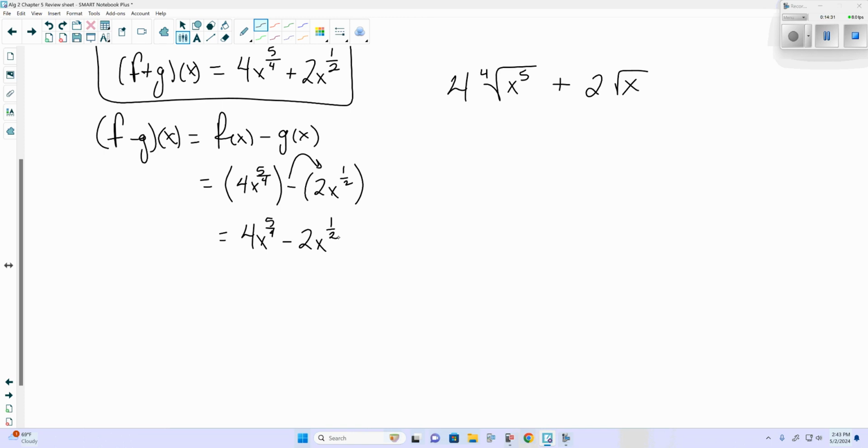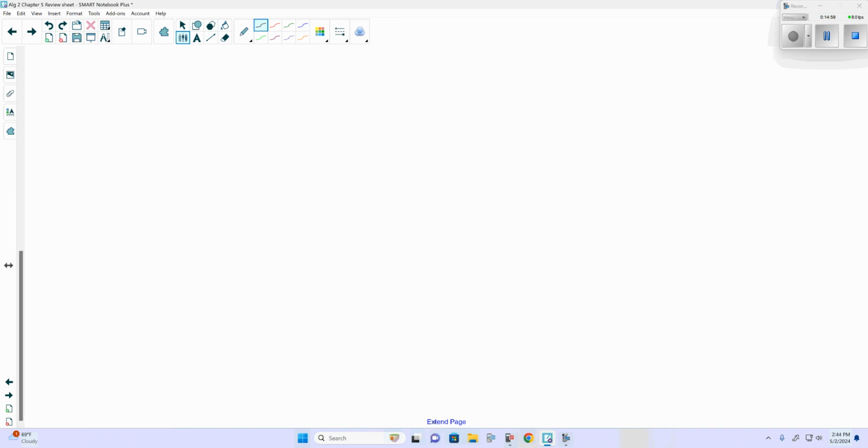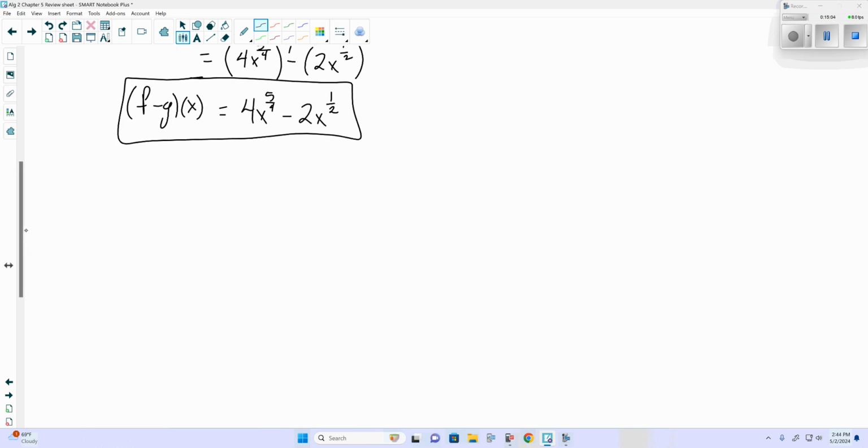Okay, now we need to combine like terms. Yes? Well, yes. And what are our like terms? Well, there aren't any. If there wasn't any for addition, there's not going to be any for subtraction. So f minus g of x is 4x to the 5/4 minus 2x to the 1/2. Addition and subtraction is nice with these, yes?